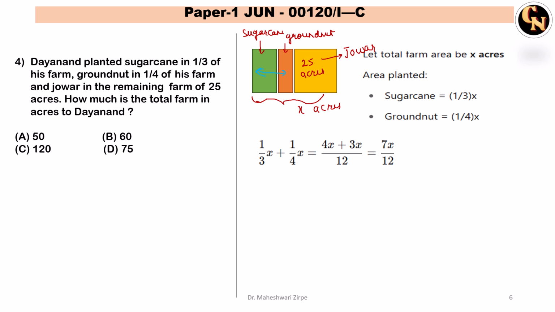So the total area is how much? X acres. Next part, we are going to take the total. X acres will be equal to 25 plus 7x upon 12, correct? Because 7x upon 12 indicates the sum of sugarcane and groundnut, and 25 is jawar.